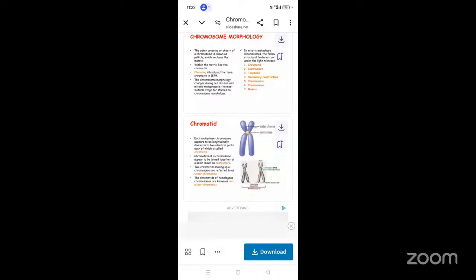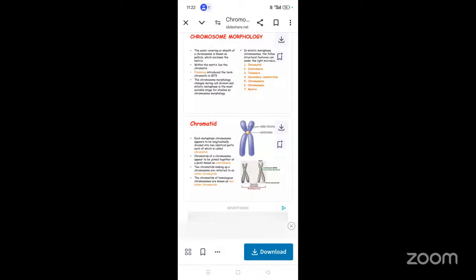The constricted or narrow regions other than the centromeres are also called secondary constrictions. The chromosomes having secondary constrictions are known as satellite chromosomes or SAT chromosomes. Chromosomes may possess a secondary constriction in one or both arms. The chromosomal end distal to the secondary constriction is known as the satellite.